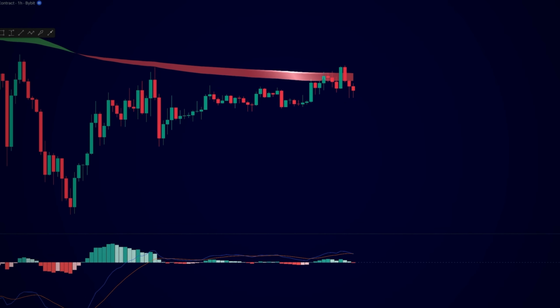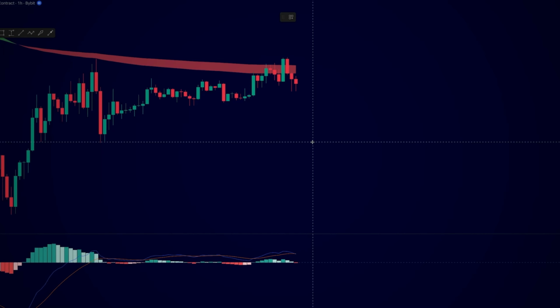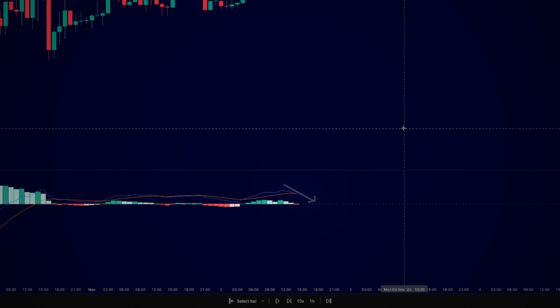Step 1. The EMA cloud must be red. No exceptions. Red cloud, look only for shorts. Step 2. Wait for the MACD line to cross the signal line from above downward. This is a bearish crossover.